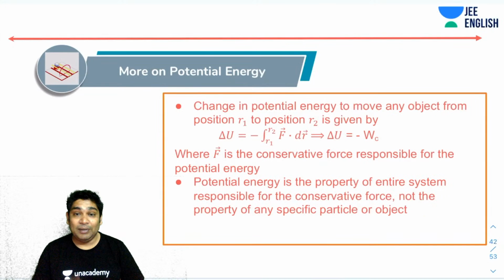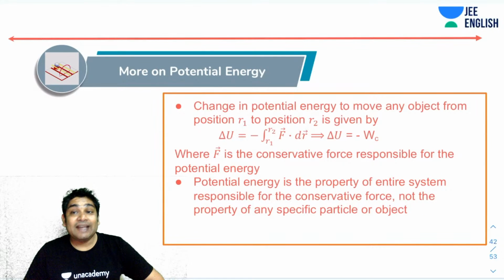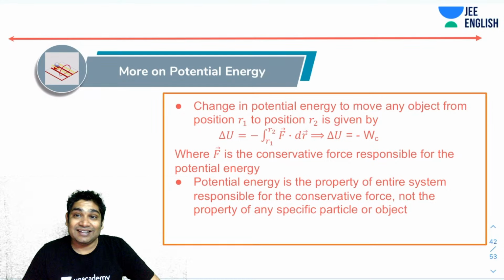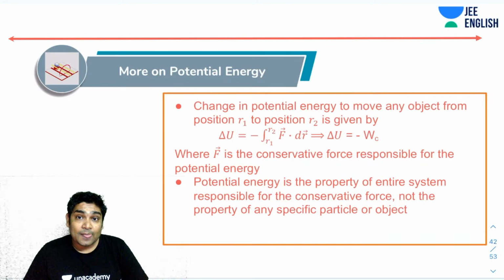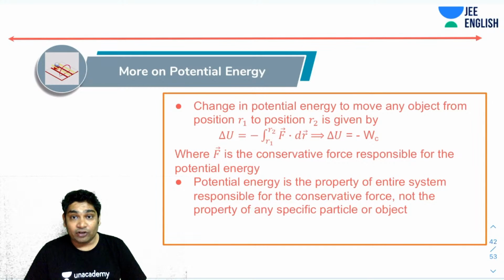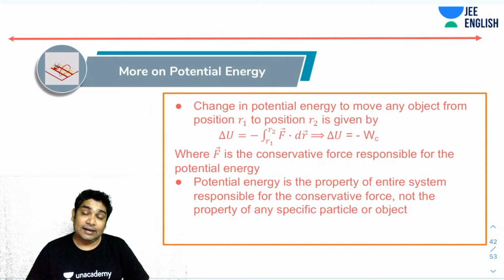Next, let's talk a bit more about potential energy. So, the change in potential energy to move any object from position R1 to position R2 is given by delta U equals minus times the work done by a conservative force. This I had already told you. Whenever a conservative force does negative work, then it stores that in the form of potential energy.